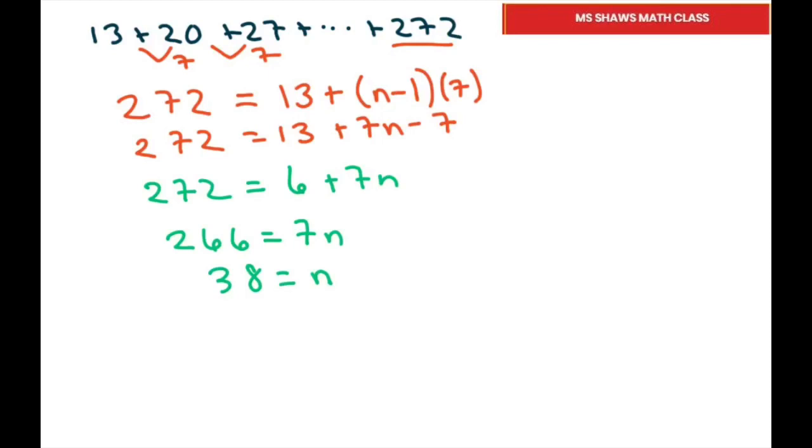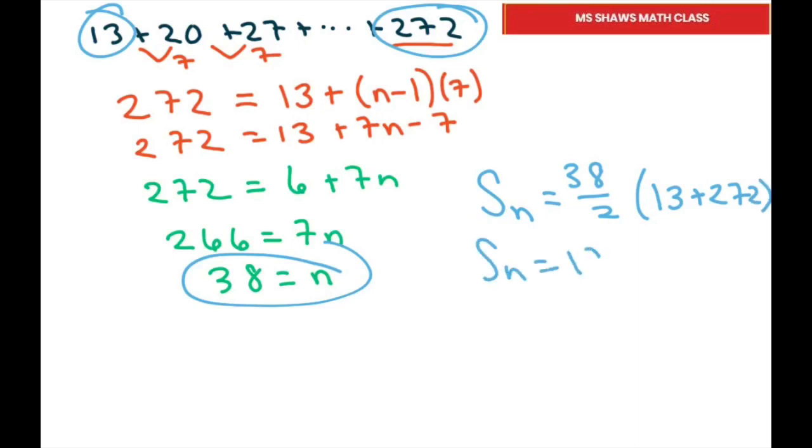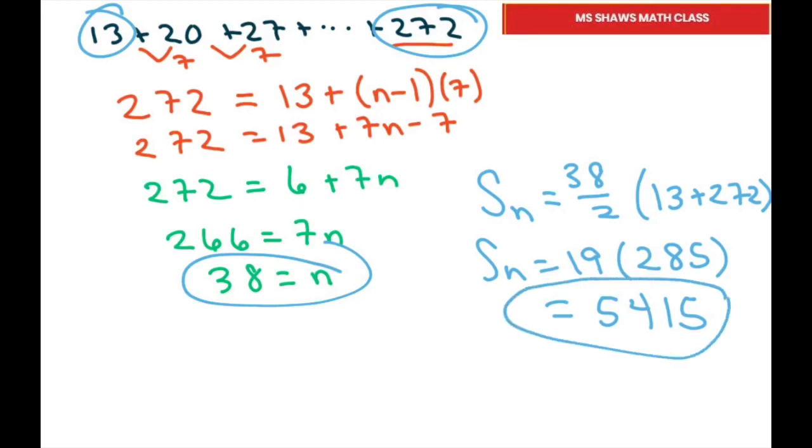Now use your other formula. So your sum is your total number, divided by 2, times your first added to your last term. So 19 times 13 plus 272. I'm going to just make sure I do this right. 272 plus 13 is 285, and multiply that by 19, and you get 5,415 is your final answer.